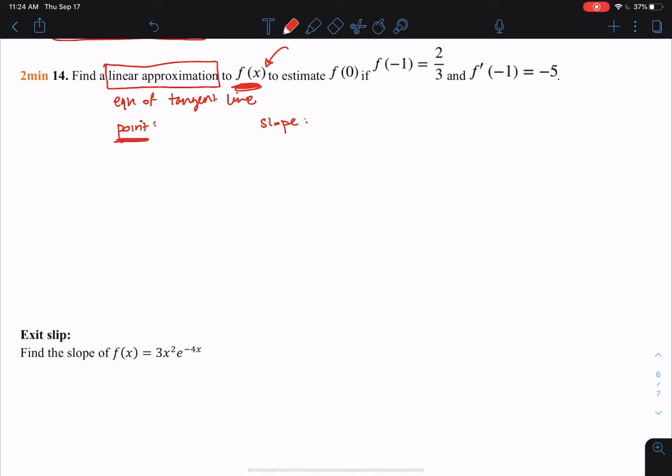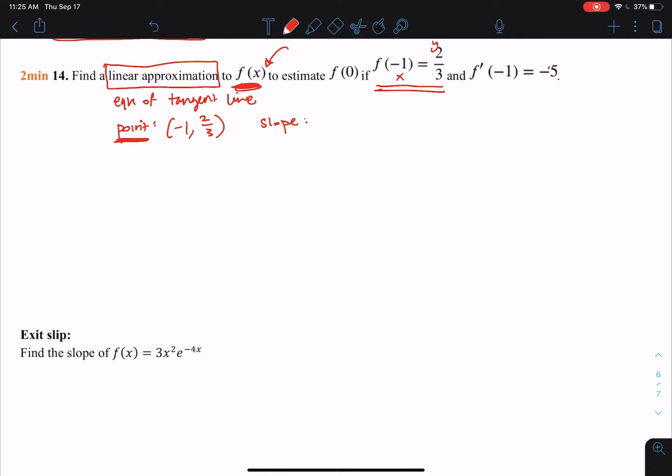So we need a point. Have a look. Did they give us a point? Is it A or B? Which one's my point? A is the point, because it's f of x equals y. So that's my point, is negative 1 comma 2/3. That's your x value, that's your y value.